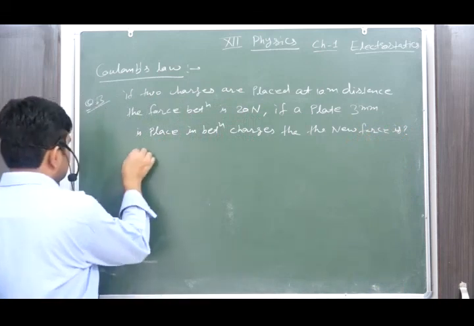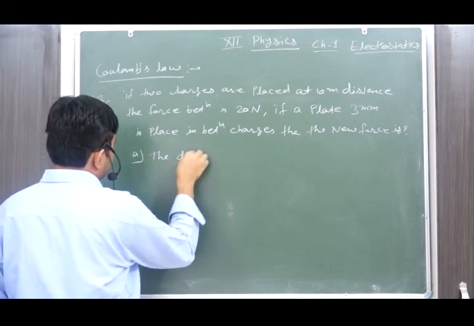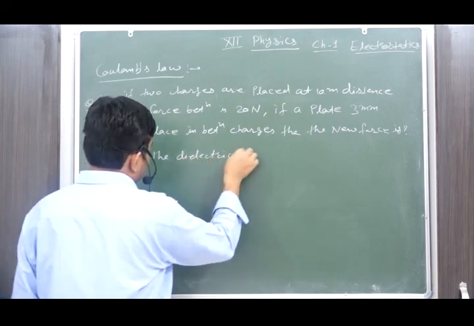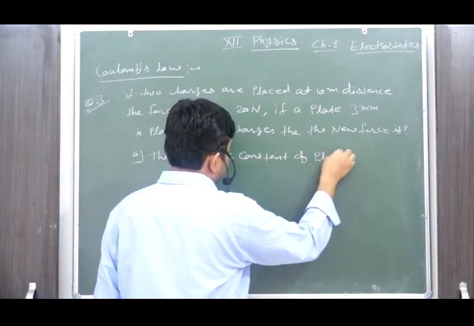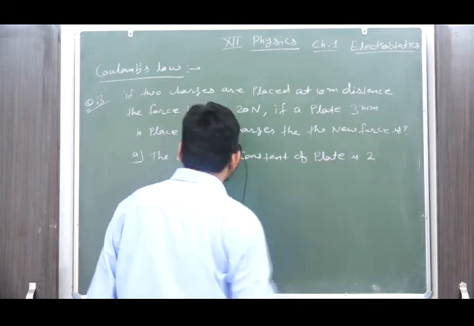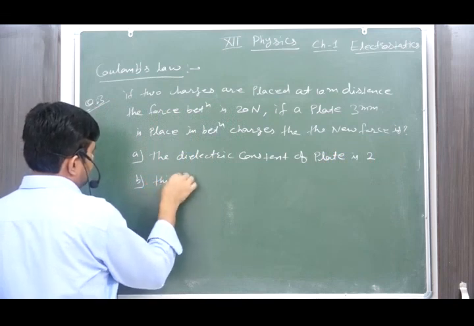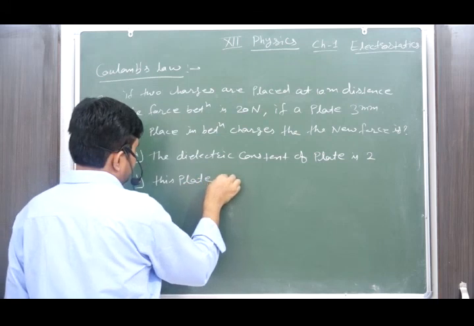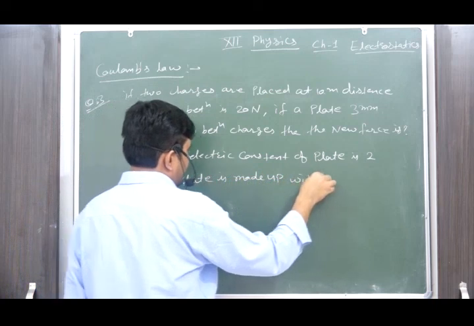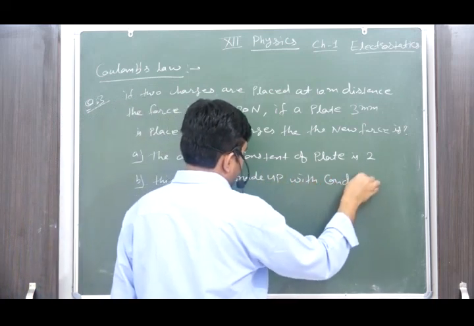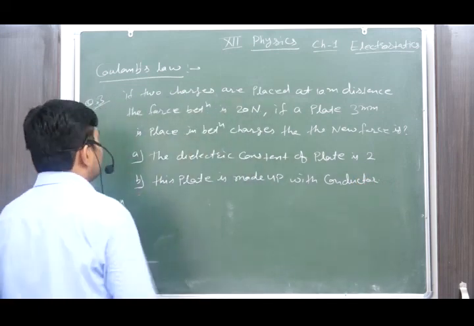in case number 1, the dielectric constant of the plate is 2. In case number 2, this plate is made up of a conductor. Okay, read out the questions.